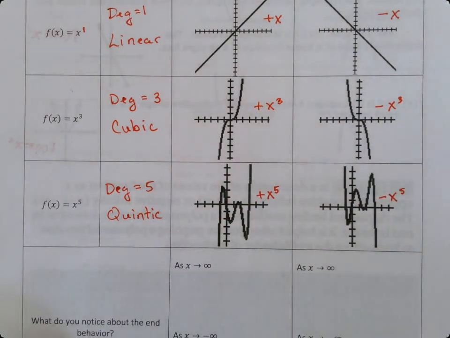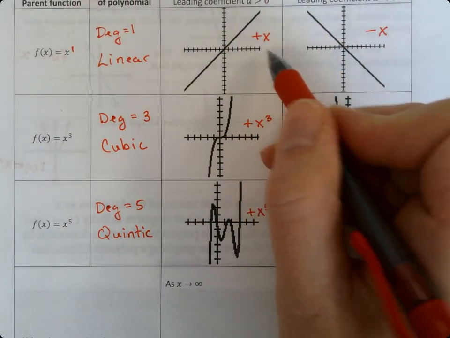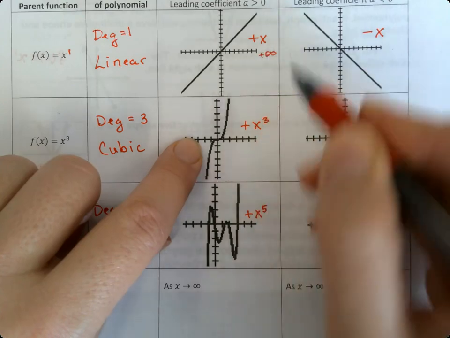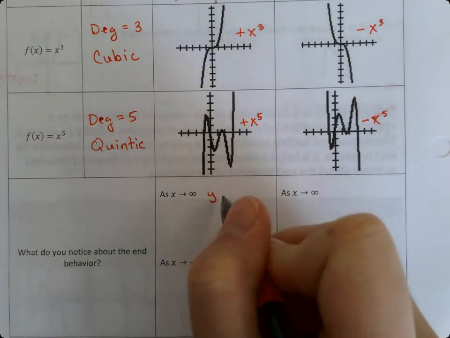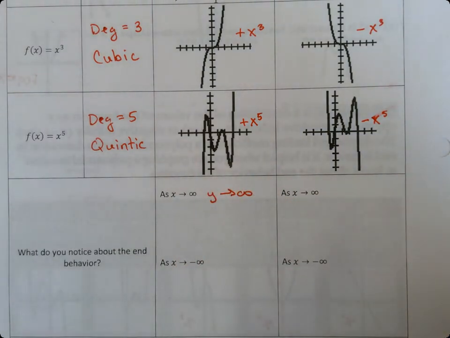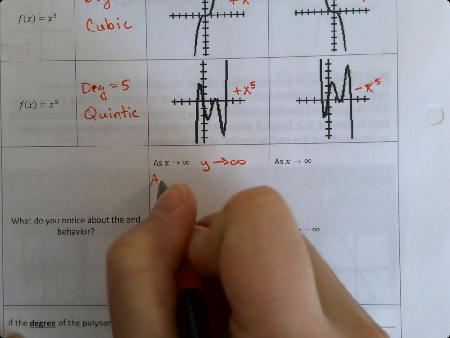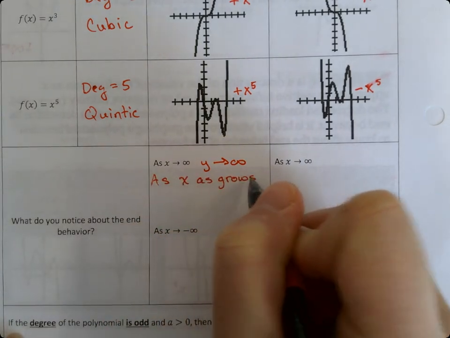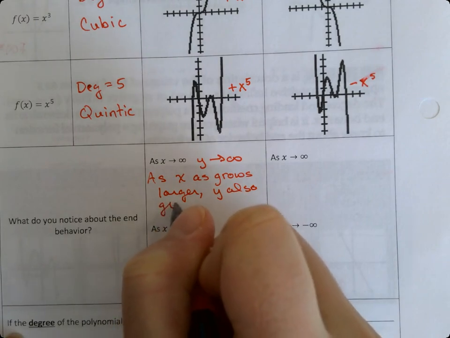Okay, what do you notice about the end behaviors? So as x approaches, this is positive infinity on all of these. Okay, x is going to the right, agreed? So as x goes to the right, as x goes to positive infinity, all of these are going up. So as x goes to positive infinity, y also goes to positive infinity. And that's true for all of these. In words, as x grows larger, y grows larger. Grows larger, y also grows larger.